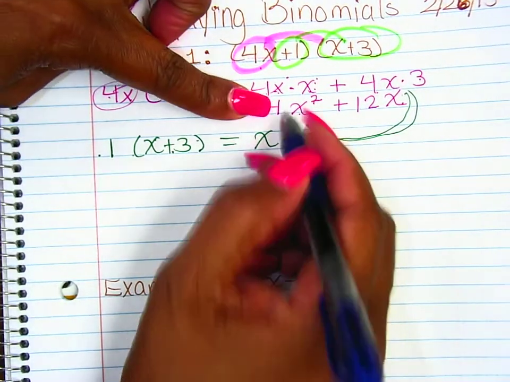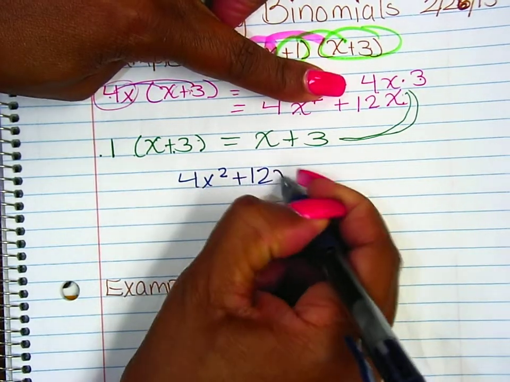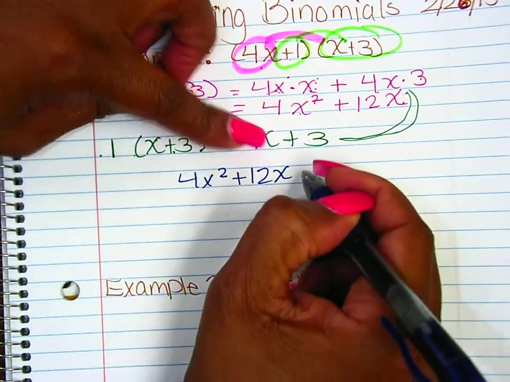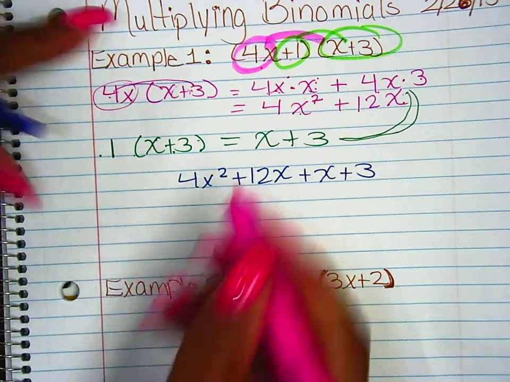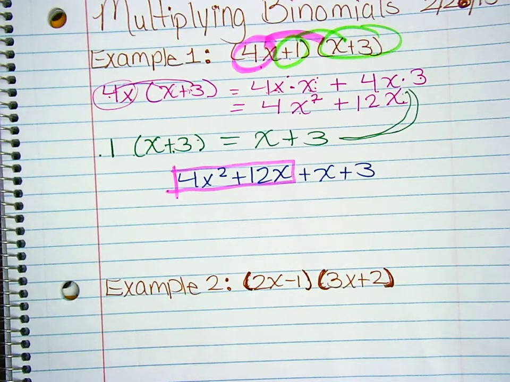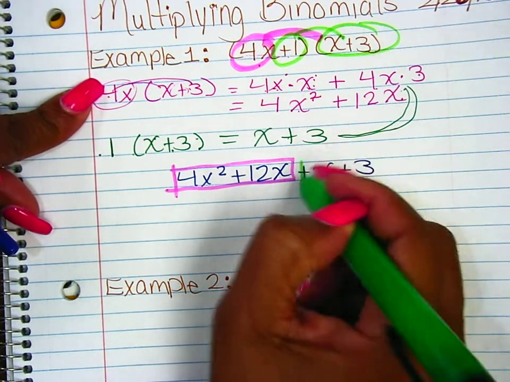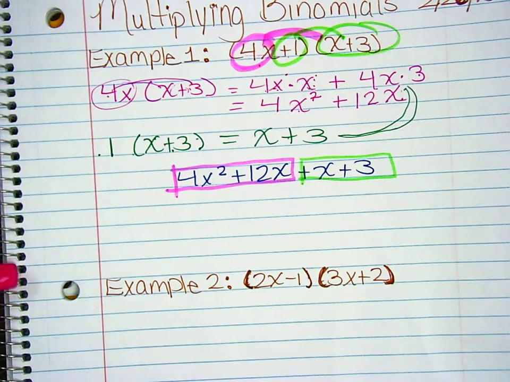So he took the 4x squared. He wrote that. Then he wrote plus 12x. Then he said plus x plus 3. So this portion came from the pink, and this portion came from the green. So I was like, oh, cool. That's the way he enjoyed doing it.